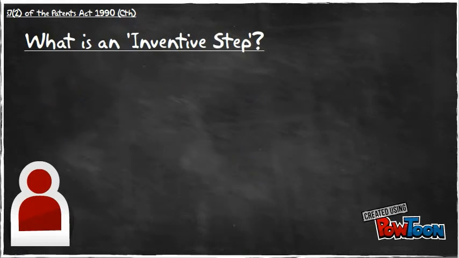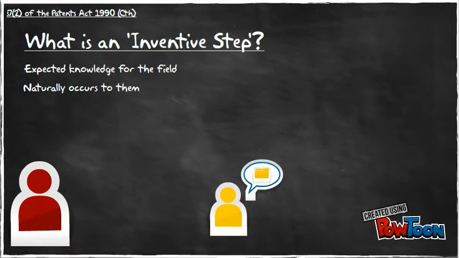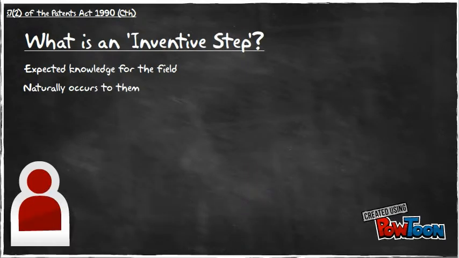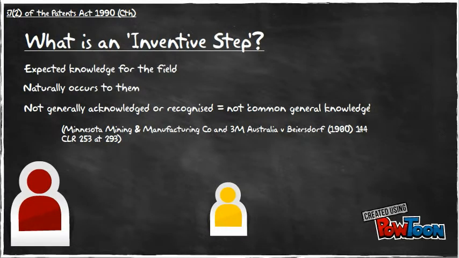The final component, common general knowledge, is the knowledge that every person in the invention's field would be expected to know about, the kind of knowledge that the skilled person would naturally think of when talking about the field. Information that is not generally recognized and known by people in the field will not be common general knowledge, and therefore can't be used to argue against the inventive step existing.